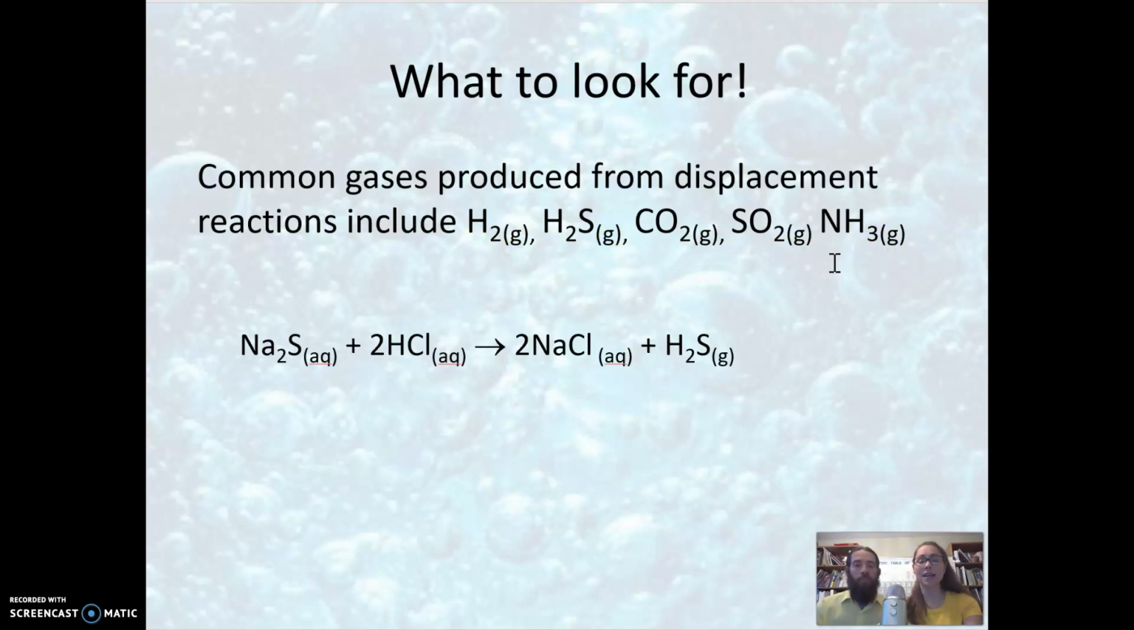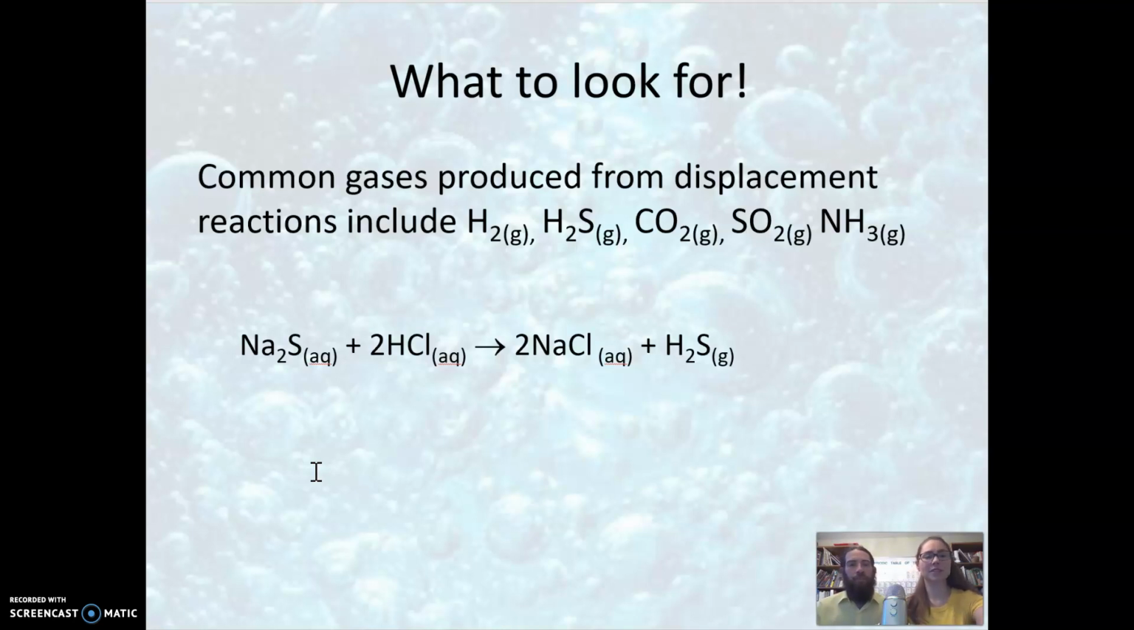So if you see one of these as a product, you know that's a gas, and you know it's a gas-forming reaction. So for right now, I would write these down and have them handy. And with a little bit of practice, you'll be able to identify these without having to reference your notes. But these would be good to write down.